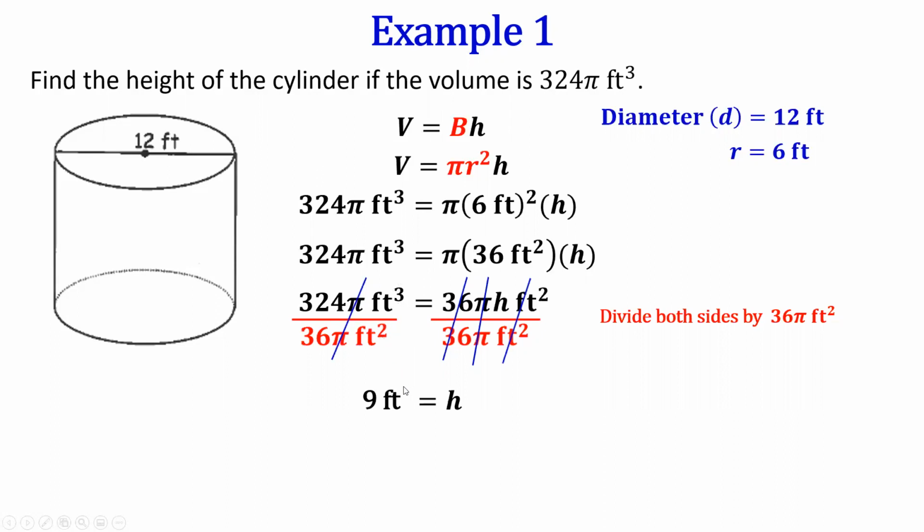And 3 take away 2 gives me a unit of 1. So I now know that h is 9 feet, or in other words, the height of the cylinder is 9 feet. Now let's look at an example where you're missing the radius.